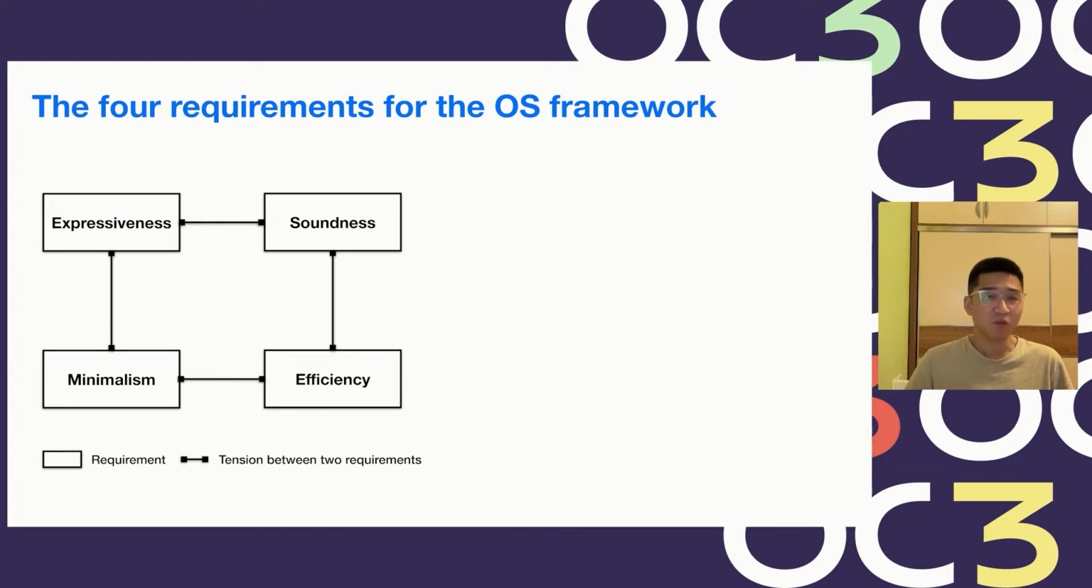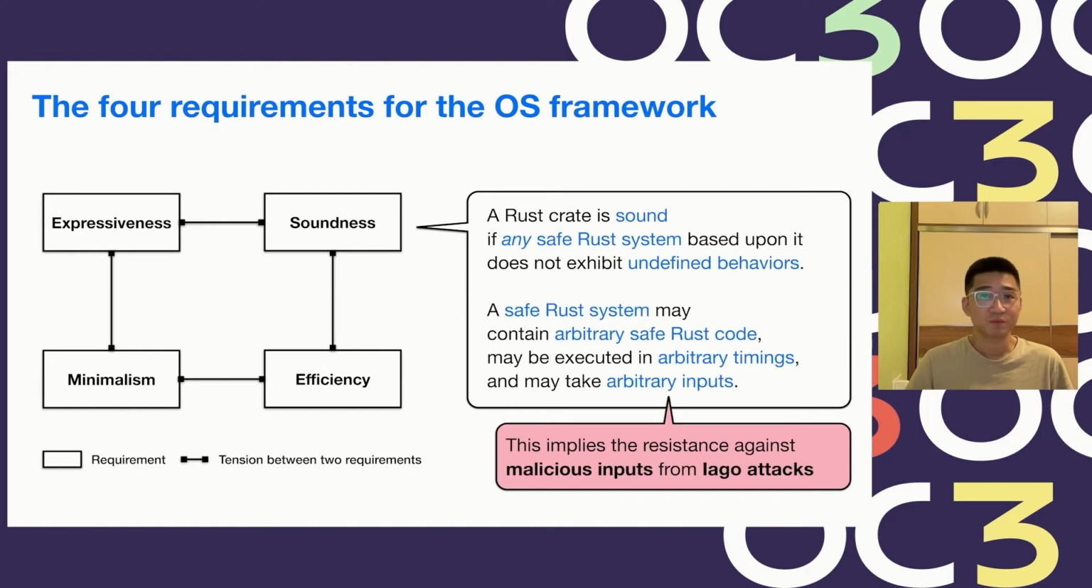While this idea of a framekernel sounds quite simple, it's challenging to build one. Specifically, the OS framework has to meet these four conflicting requirements: expressiveness, soundness, minimalism, and efficiency. Among these four requirements, the concept of soundness deserves the most explanation.